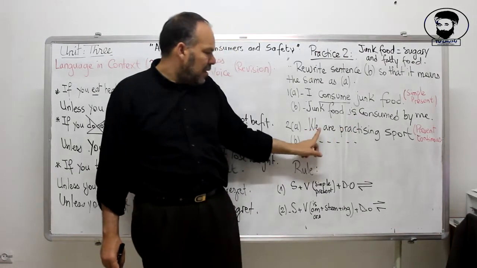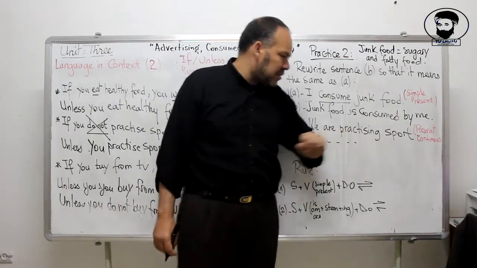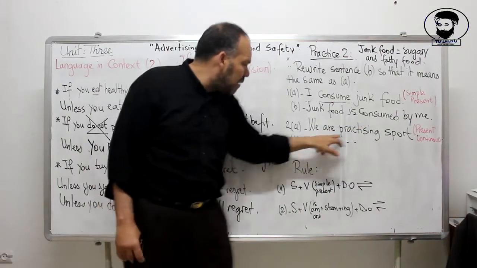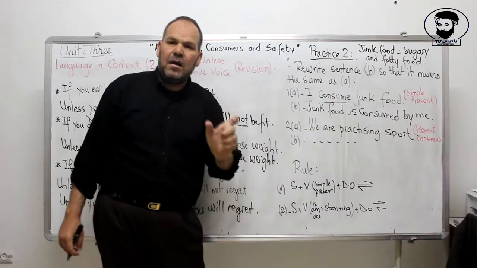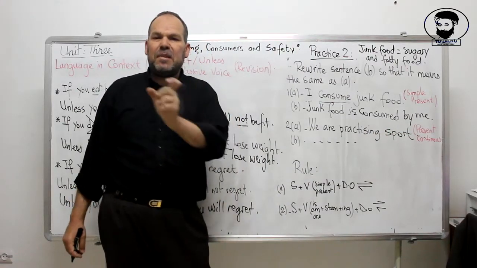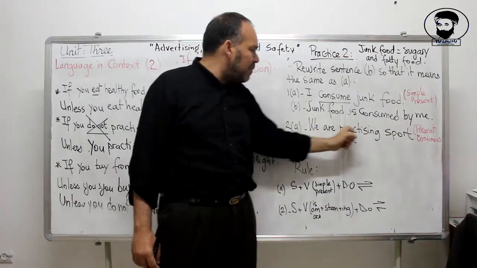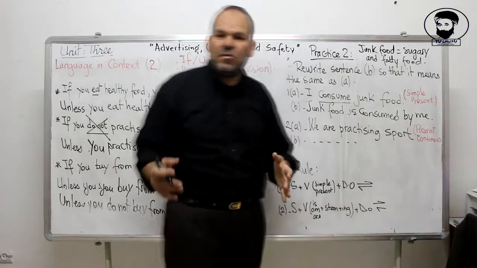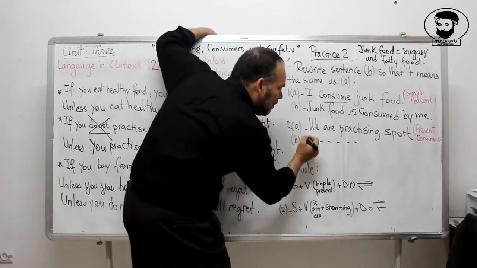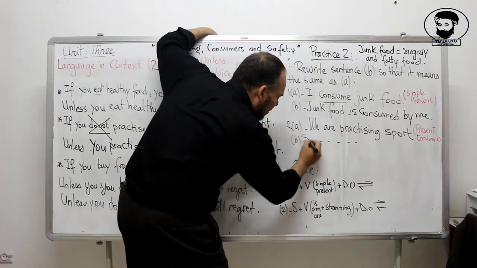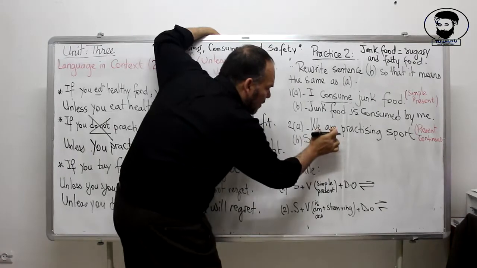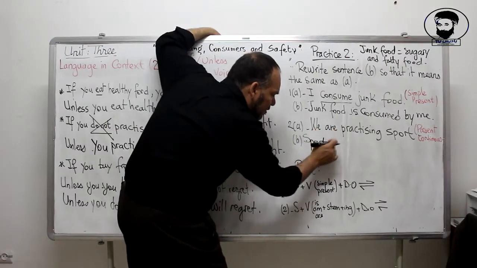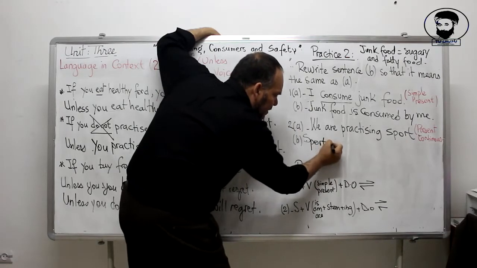Now, let's see. We are practicing sport. Here, are practicing is said to be in the present continuous: are plus the verb with the ing form. So we are practicing sport has a very easy rule. Look, practicing sport. Now, remember, are here is in the present, so we must use the present form. Sport is singular, so we say sport is.